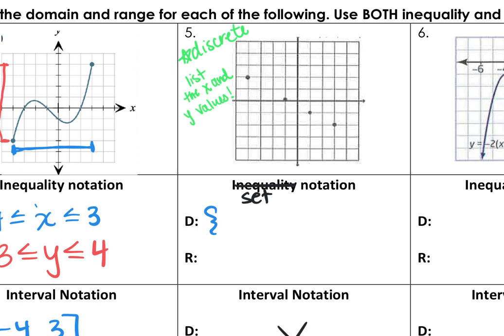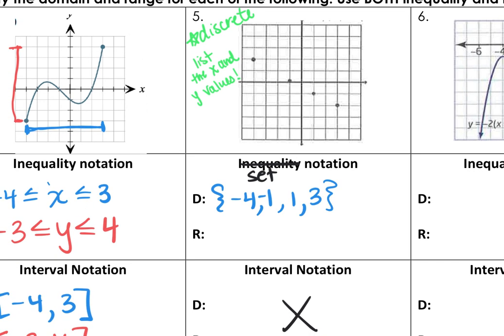And once again, all we're going to do is list for the domain the x coordinate of these 4 points. So the x coordinate of this point is -4. Then I move to my next point. The x value of this point is -1. Sorry. The x value of this point is +1. And then the x value of my 4th point is 3. So that is my set of domain values. That's my set of x's.